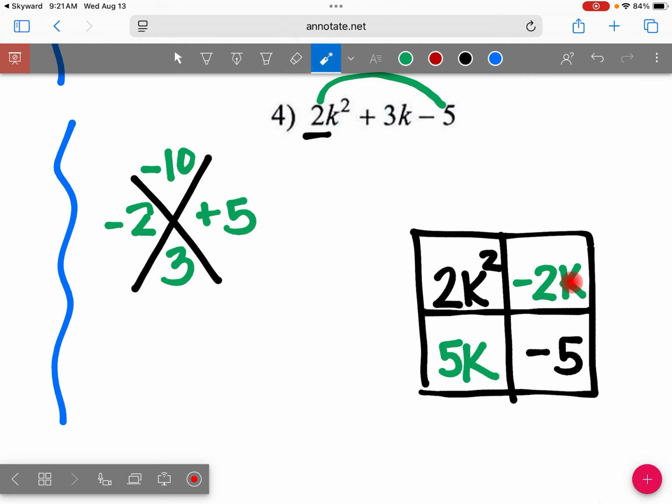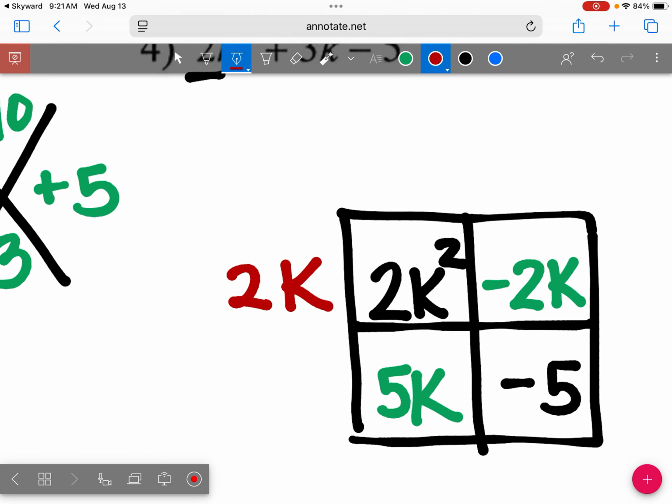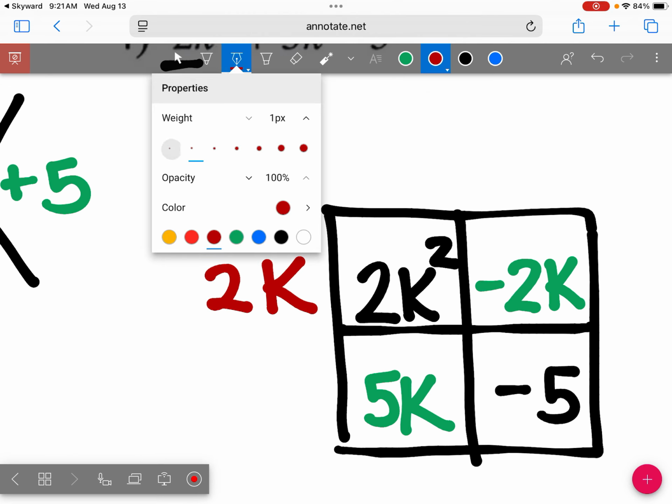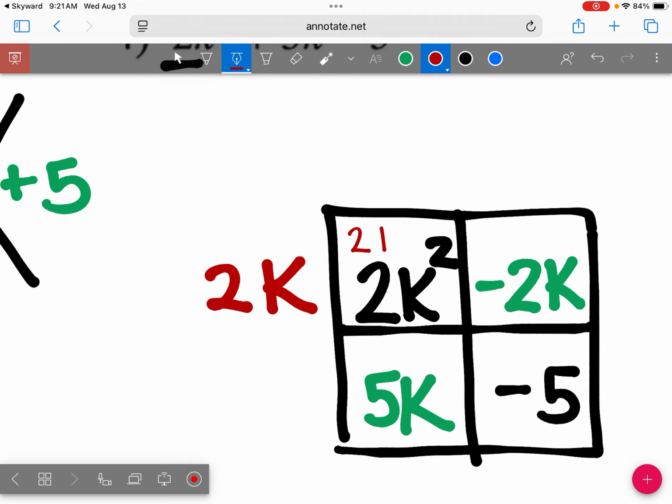So let's look at this top row. What do they both have that I can take out? They both have a 2, and they also both have a K. So I could take out a 2 and a K. So if I were to factor this down to really small, this has 2KK, and this one has a 2 and a K. That's what that means. So when I take it out, taking it out, because they both have it.